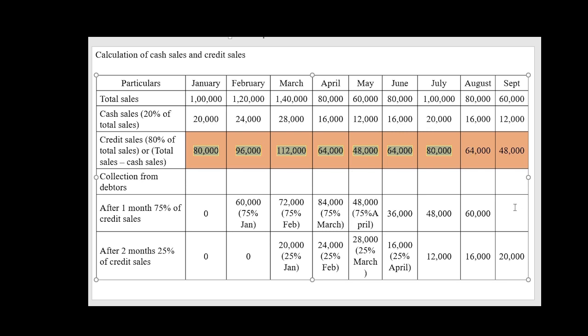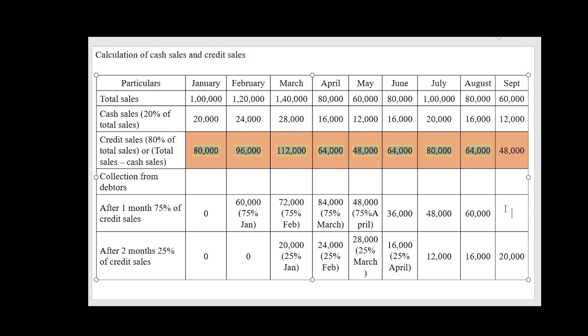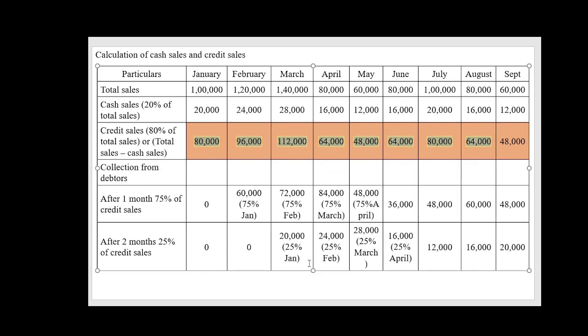Over here, there is one more column. August sales, credit sales is 64,000. So 75% of it is received in the month of September, and the next 25% you will receive in the month of October. But anyways, we are not preparing the cash budget for the months of October. We are going to stop at September. As such, we don't have to prepare the columns for it. Now quickly we'll look into the collection from debtors.